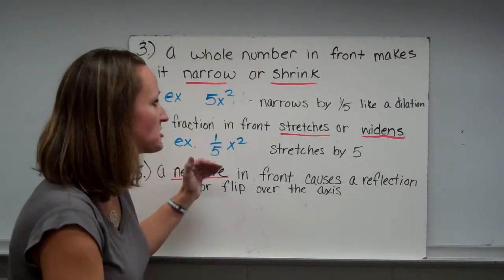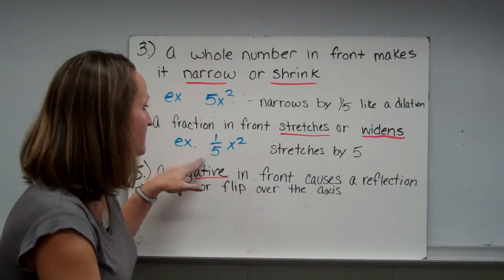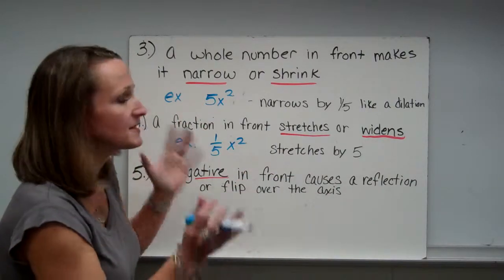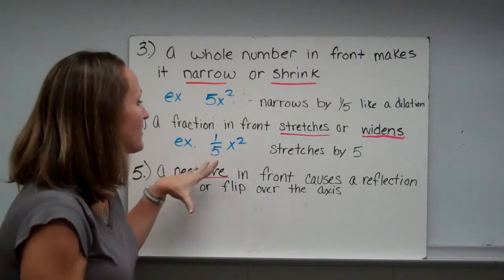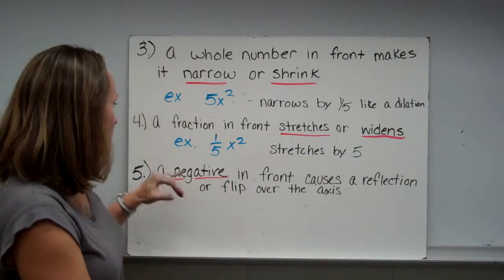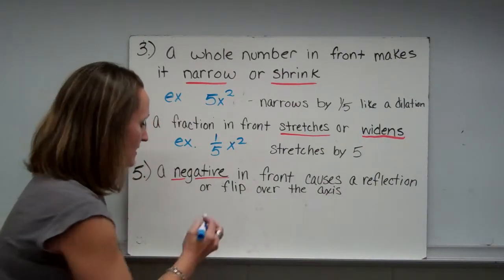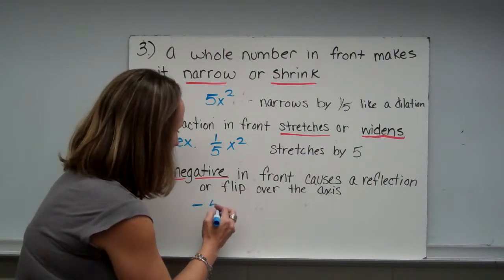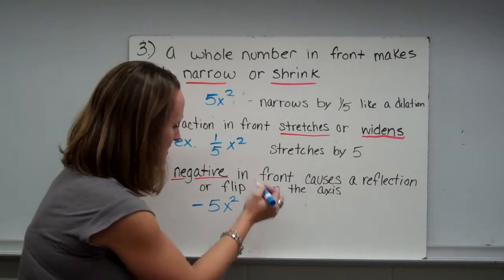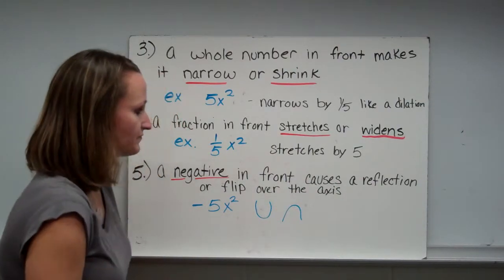Number 4, if there's a fraction in front of it, it stretches or gets wider. So 1/5 x squared means it's stretching by 5. A whole number means it's getting narrow. A fraction means it's stretching. The last one, if there's a negative in front of it, it's causing reflection. I didn't even write an example of this, but if I wrote negative 5x squared, this means that your parabola is going to flip over.